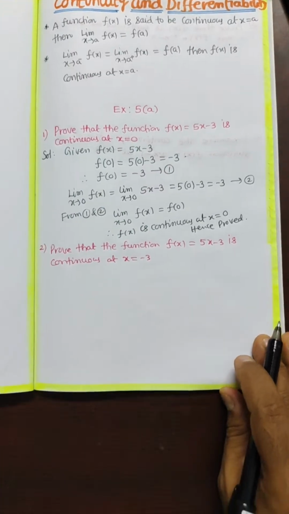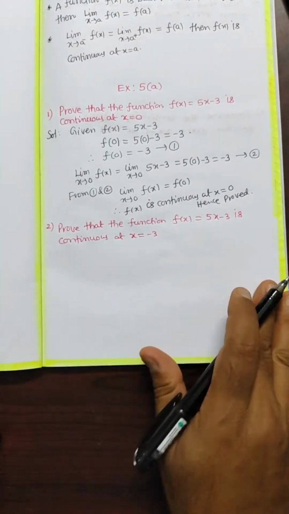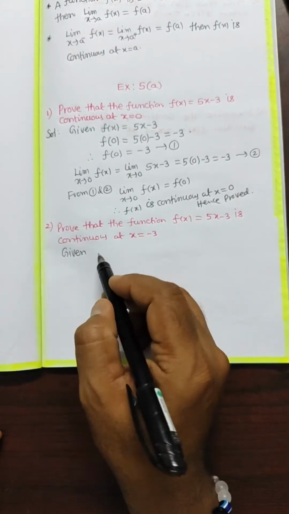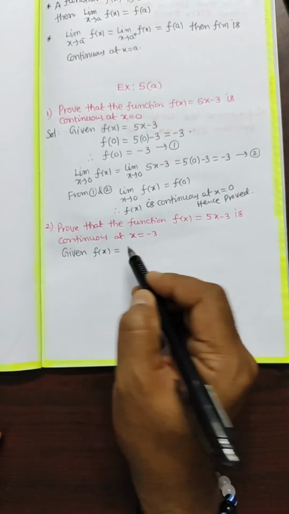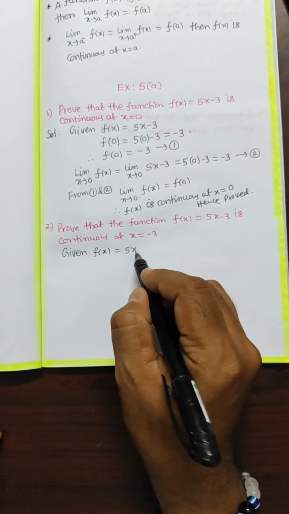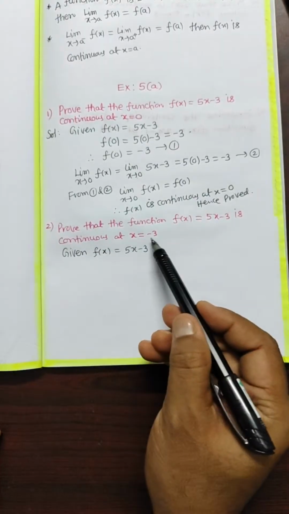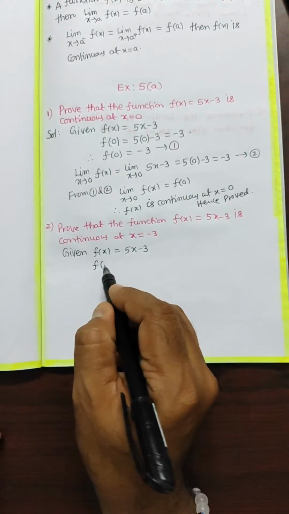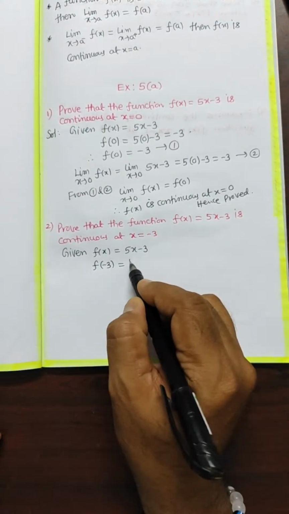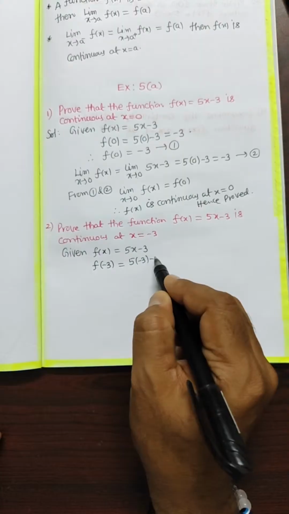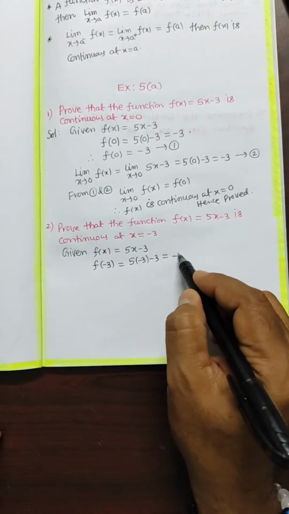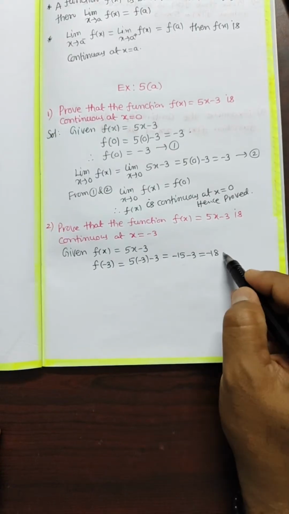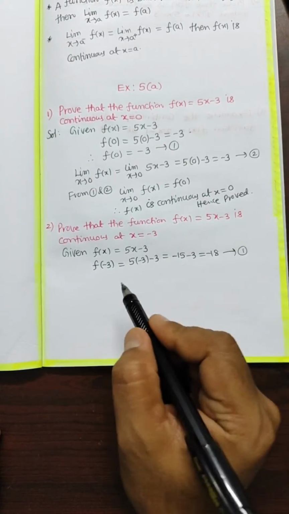So next, similarly, the same procedure we have to follow. Given function f of x is equal to 5x minus 3. At what value they are asking to prove it is continuous? X is equal to minus 3. So f of minus 3 is equal to 5 into minus 3 minus 3, which is equal to minus 15 minus 3, minus 18. Keep it as equation number 1.